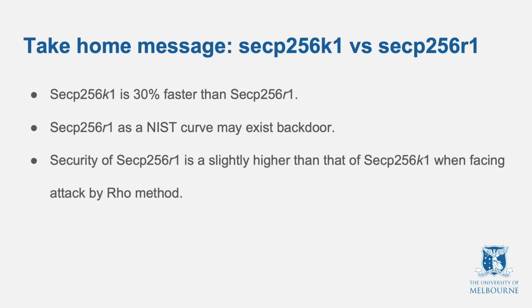In the last slide, we compare these two curves in terms of security and efficiency. Usually, K1 is more efficient than R1 since it performs better on scalar multiplication. Some people believe NIST curves might have a backdoor since the famous event Dual EC DRBG, and we believe that's the main reason why the creator of Bitcoin chose a non-NIST curve in the very beginning. As for security, they are actually very close and comparable.